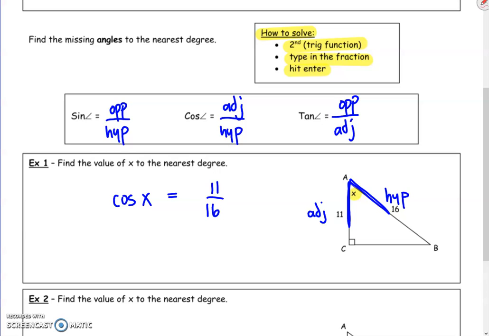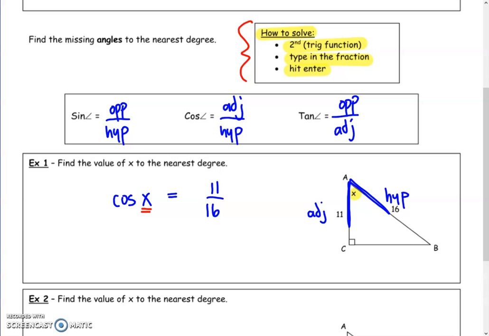So here's what we were talking about in this box. How do you undo the cosine? You type in second, then the trig function, type in the fraction, then hit enter. But why do we do that? Because I need to get the x by itself. So I have to undo the cosine.